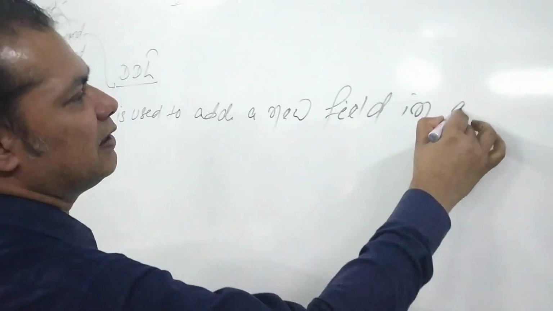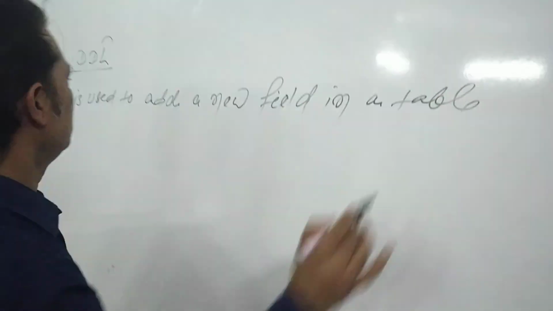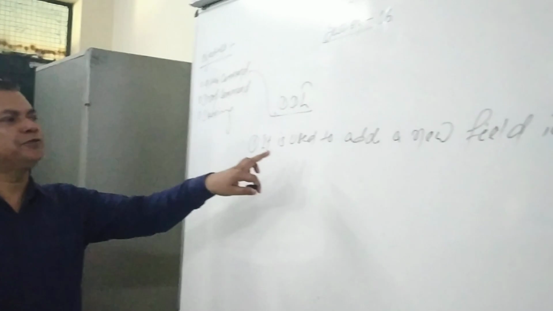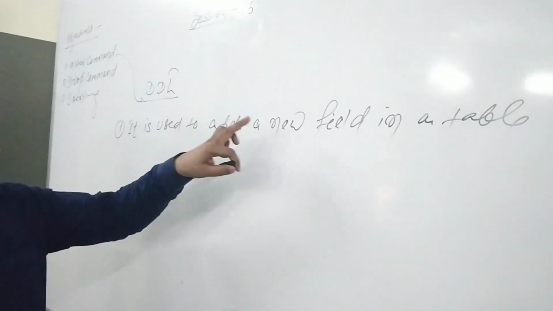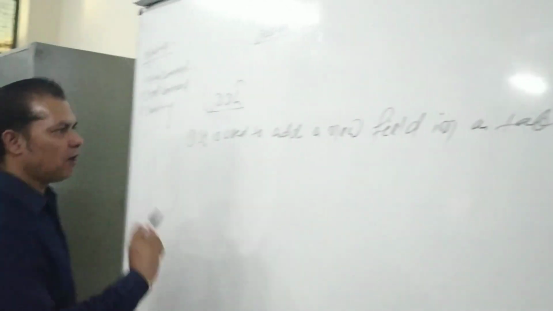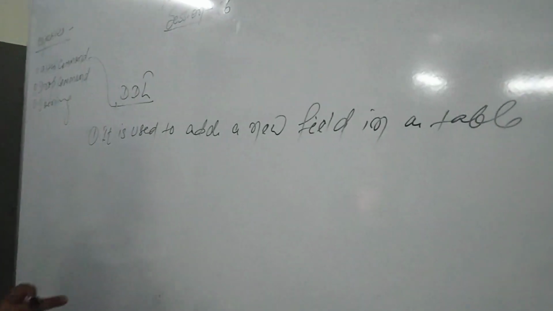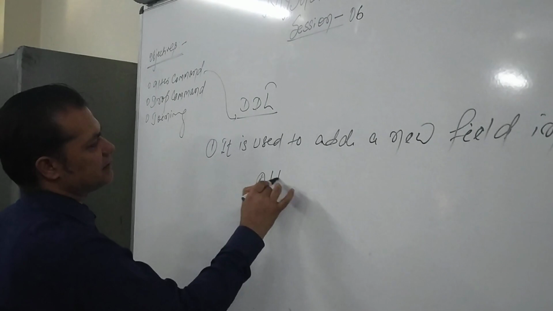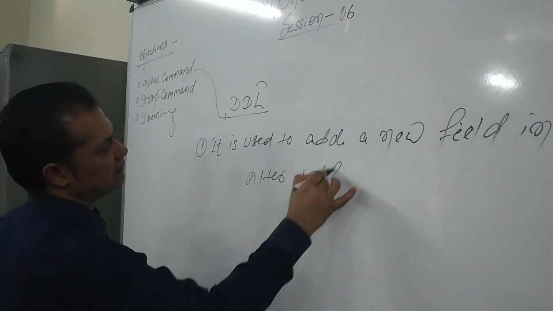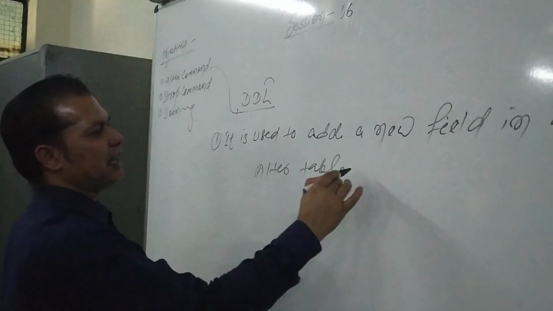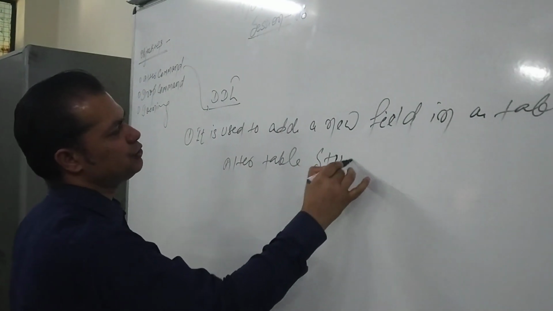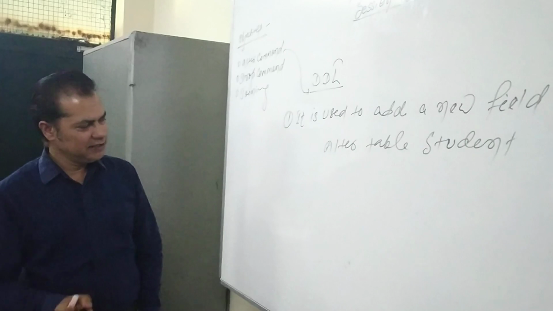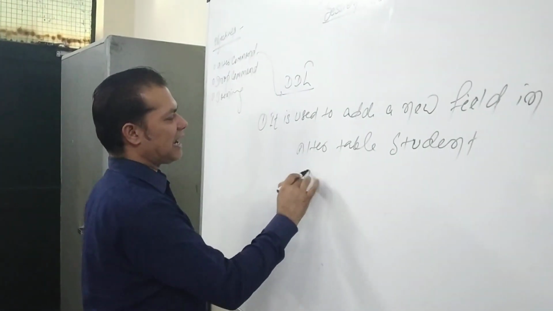in a table. What I said, the first purpose of the alter command is simply to add a new field in a table. Now let's see how to add a new field in a table that already exists. The command will be alter table, and suppose your table name is student, in which you want to add a new field. So alter table student, then you have to write add.